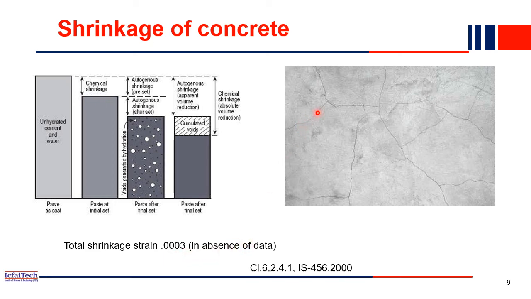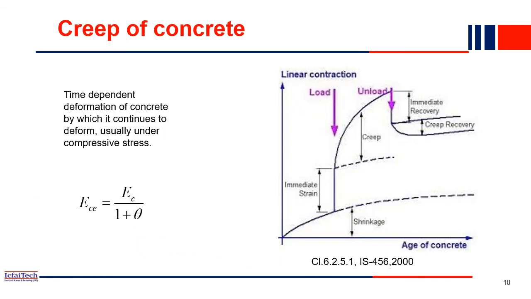If you don't perform any experiment in the lab, then we can consider the total shrinkage of a concrete is this value, and you will get this value in clause number 6.2.4.1 in the IS 456. So now another very important property of concrete is the creep of concrete.